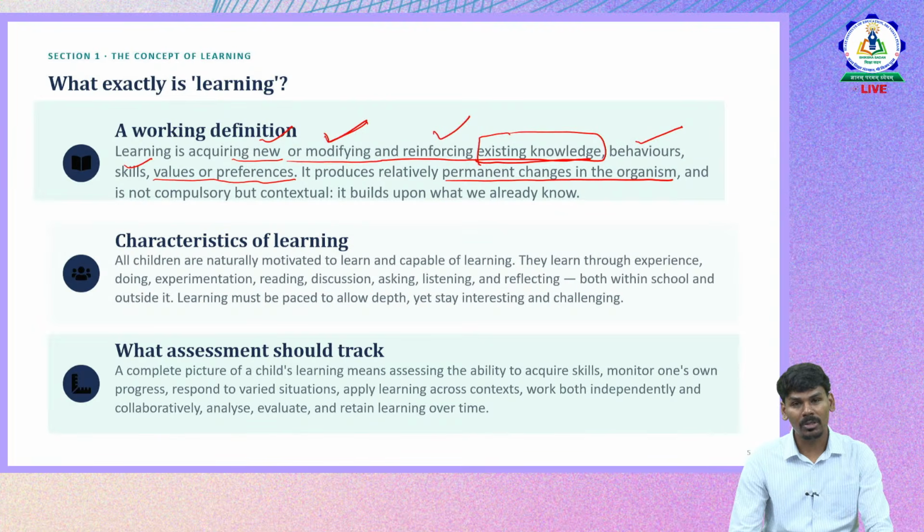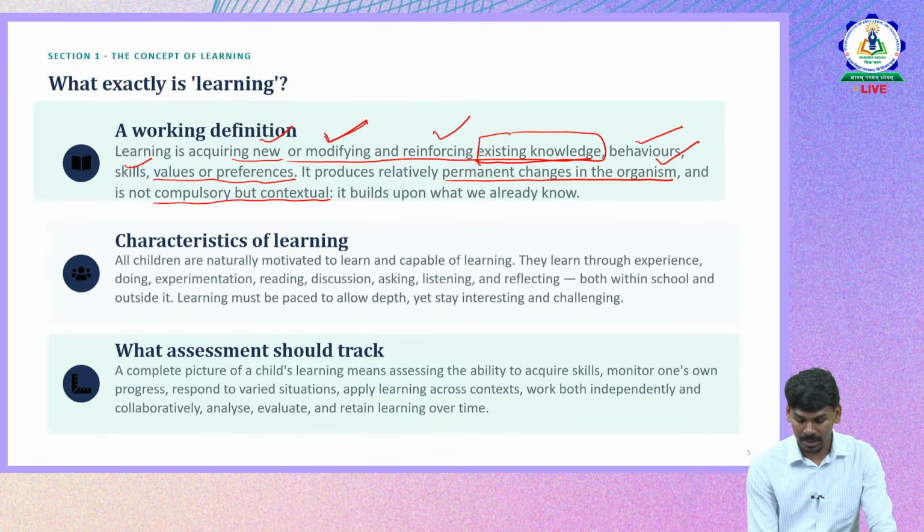When you learn about something, you'll not do the same mistake again. For example, once you know that a cooker that is just taken out of the stove is hot, and you have experienced it by accidentally touching it, you'll never do the mistake again, because it brings a permanent change in the organism. Now you know that things that are hot can hurt you. So it is not compulsory, but it is contextual. Learning is not compulsory, but it is based on the context, right? And it builds upon what we already know.